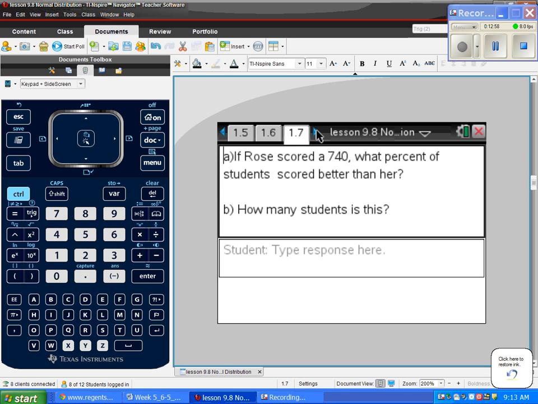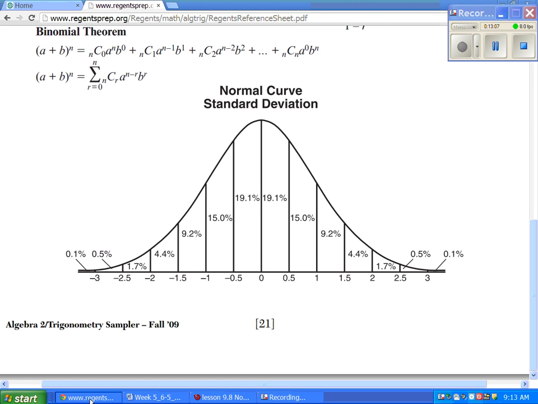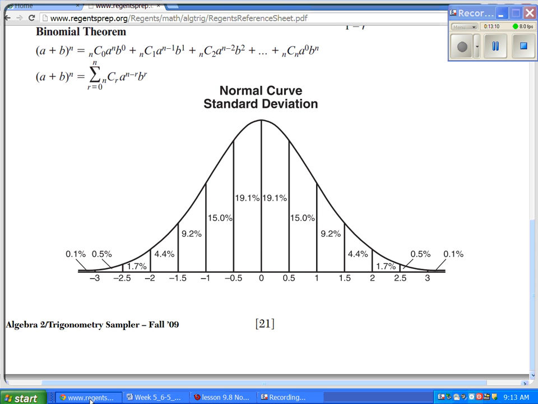All right. Now let's take a look at this with the same situation. If Rose scored a 740, what percent of students scored better than her? So we're going to go back. I did lose my ink layer. Where were we? This was 540. 620. 660. 700. 760. All right. Plus 40. We're going up 40 each time, aren't we?